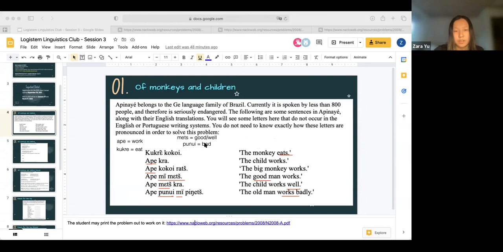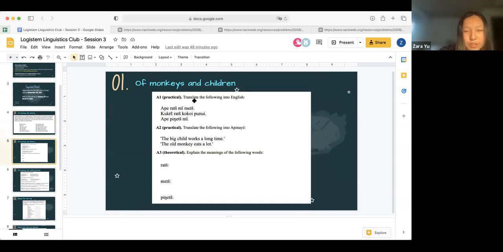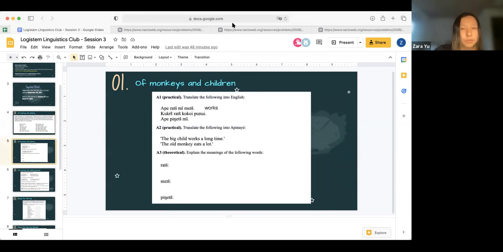Okay, so now that we know these things, we can kind of move on to the problem now. So I'm gonna clear it. Okay, the first one we want to translate into English is this sentence. So we know APE has to do with working. So I'm just gonna put works for now. So if we go back, METS, hold on, means the good man. So we know the good man works is part of it. So the good man works.